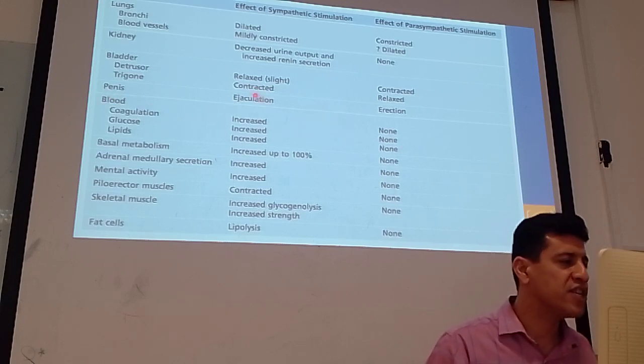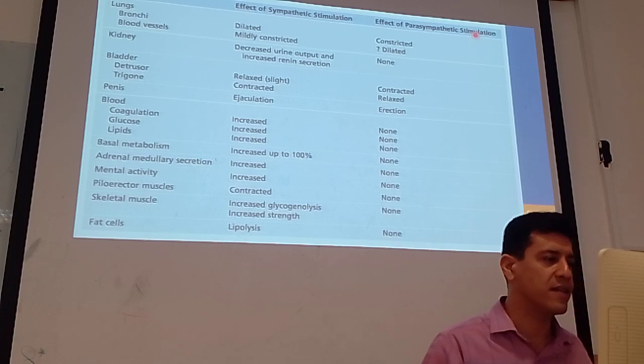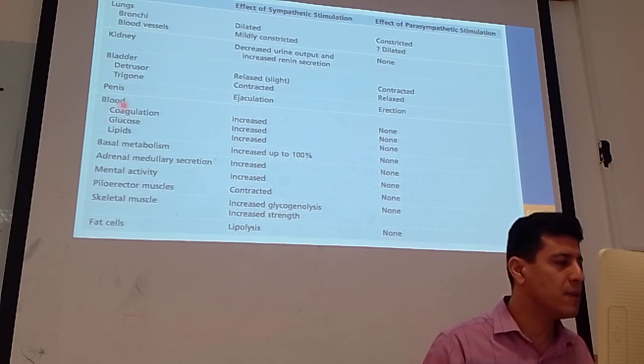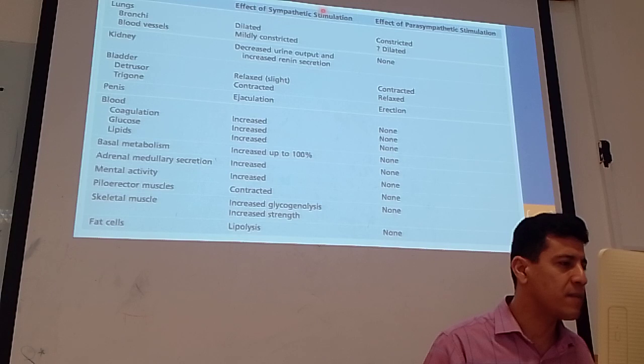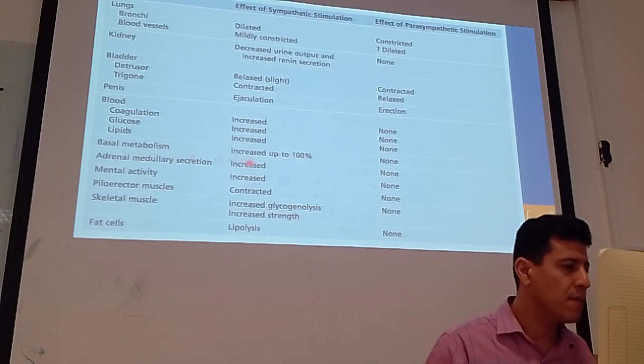In the penis, ejaculation happens by sympathetic innervation, erection happens by parasympathetic stimulation. In the blood, coagulation, glucose secretion, and lipid secretion are all increased by sympathetic stimulation, nothing happens by parasympathetic. Basal metabolism is activated by sympathetic innervation.